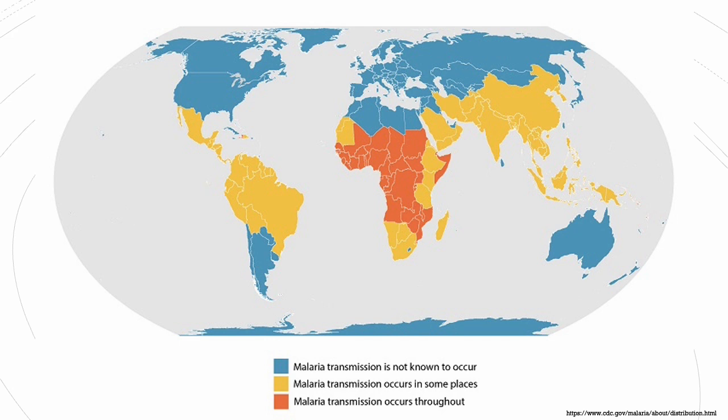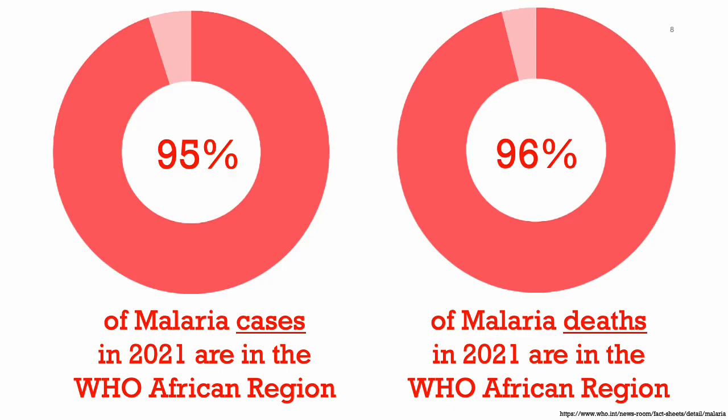This is a map of malaria transmission. So we can see that there is some transmission in South America and Asia, but most of it is concentrated in Africa, where 95% of malaria cases were in 2021, as well as 96% of deaths. So the World Health Organization African region takes on the brunt of malaria worldwide.